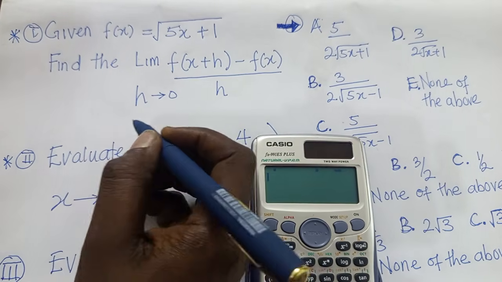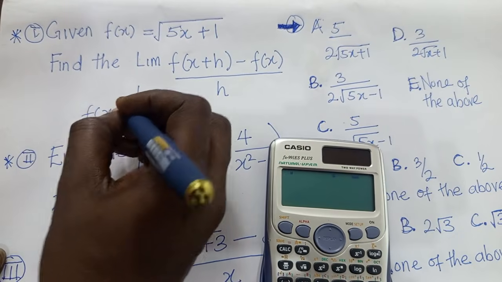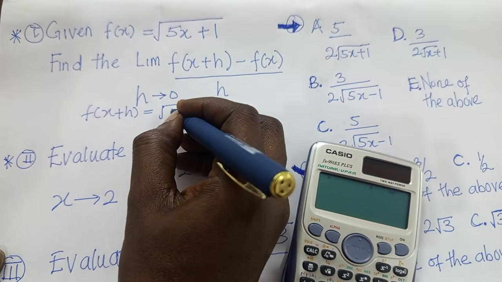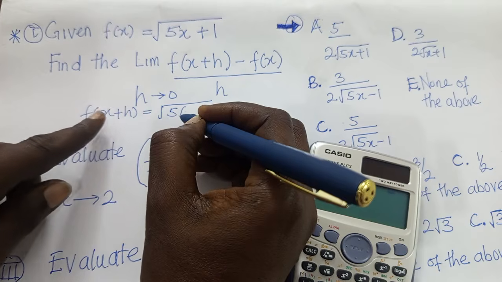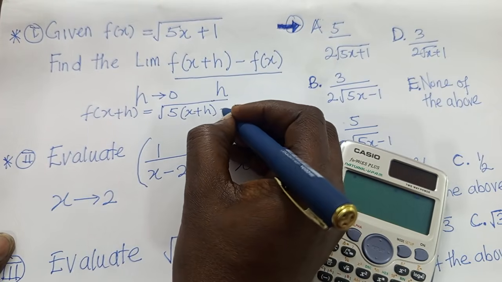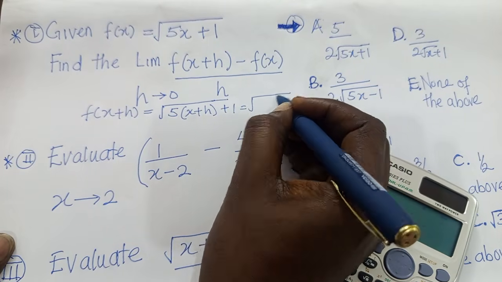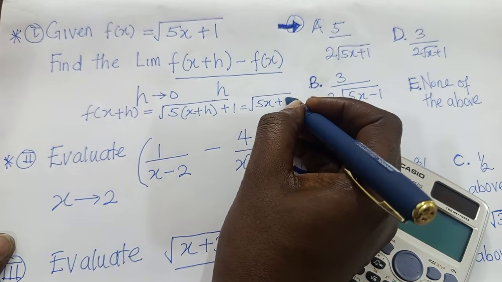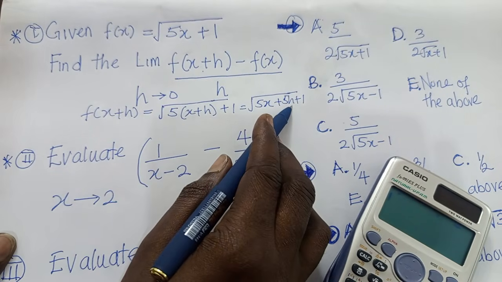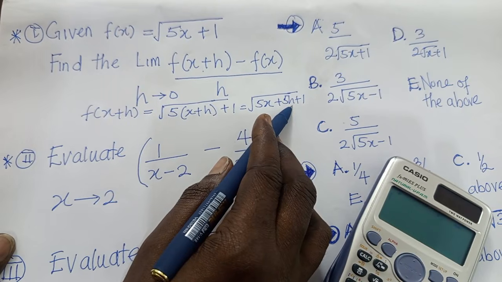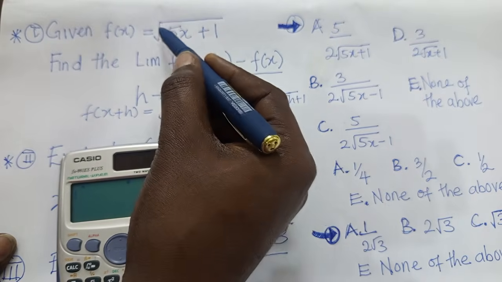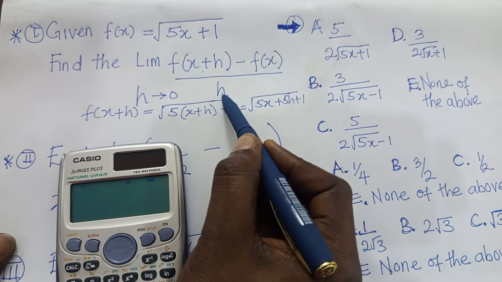So what they are telling us is that we are going to find f of x plus h, which is equal to square root of 5 into bracket, anywhere you see x, you put x plus h, plus 1, which will give us square root of 5x plus 5h plus 1. That's what I want to use. But in place of h, I'll be using a variable y in our calculator. This particular one is f of x, I'll put it here. Then in place of h, I'll put y.